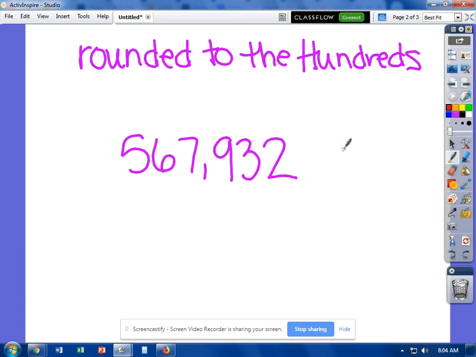Our first example is we're going to round 567,932 to the nearest hundreds place. The first thing I'm going to do is find the hundreds place. Ones, tens, hundreds. I'm going to circle my place value, and I'm going to underline the number directly behind it. My 9 is going to look back at my 3, and it's going to say, hey 3, should I change or stay the same? Let's go check.